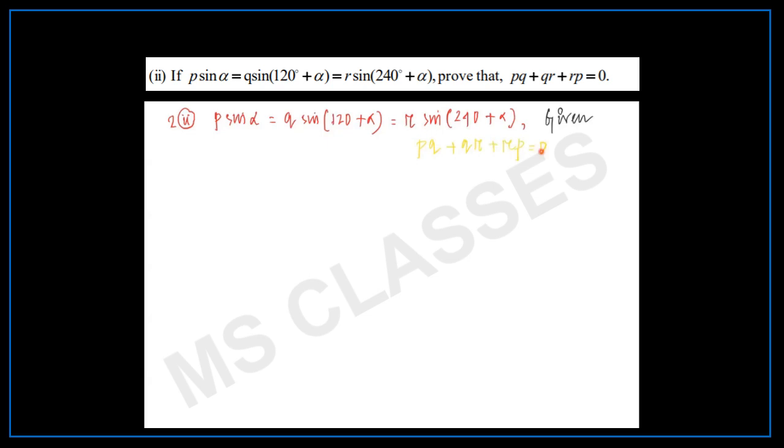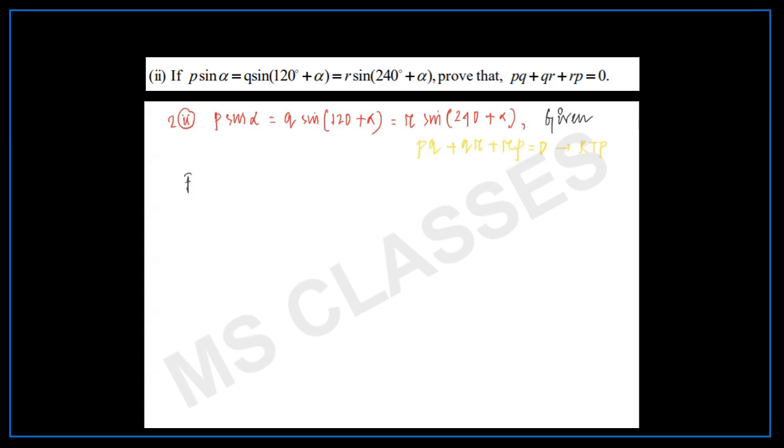Now, the thing is that children, if you observe carefully, what actually you have to do is eliminate sin and alpha and find the relation between P, Q, R. That is what we have to do. We have to eliminate the sin and alpha part. That means basically, the trigonometric function should be removed. So to remove the trigonometric function, we have to get the relation with P, Q, R. We started in this way, right?